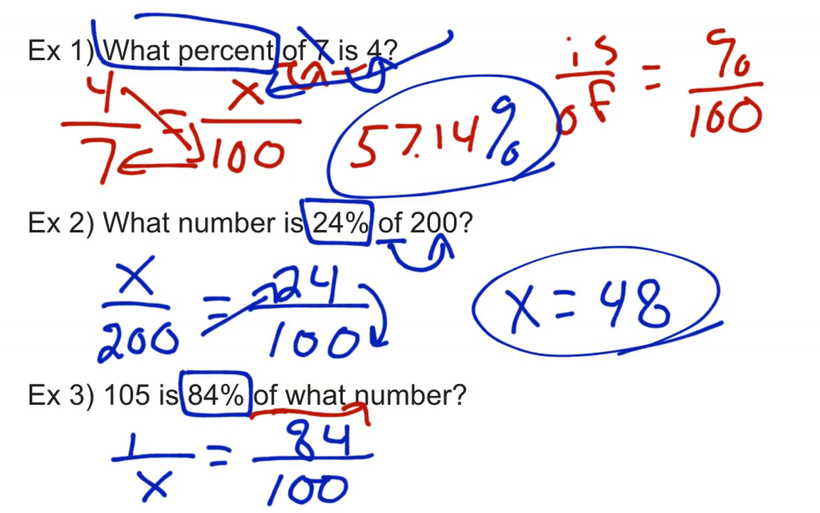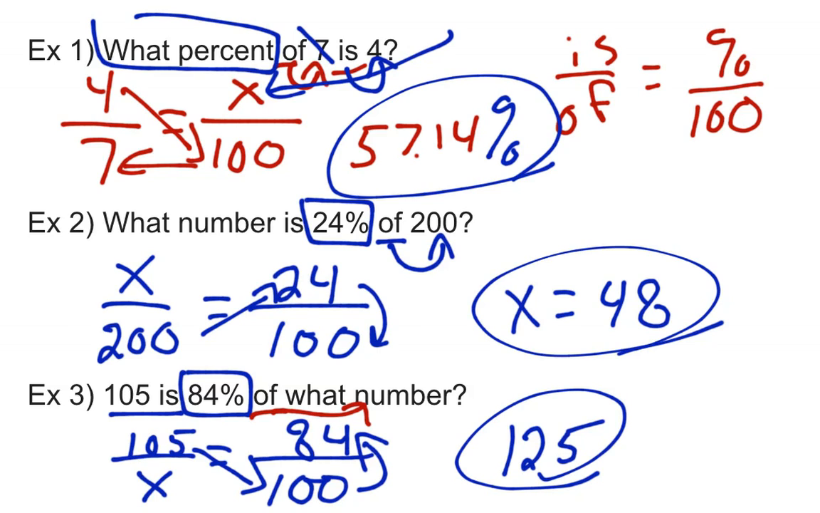That's the 105. And you can see in this case, the 105 happens to be in front of the word is. That's why we say the is, always save it for last, because sometimes the number's in front, sometimes the number's after. In this case, it's in front. So we get 105 over x equals 84 over 100. We are going to cross multiply 105 times 100, divide by 84, and that's going to give me a final answer here of 125. Okay, 125. So 105 is 84% of 125.